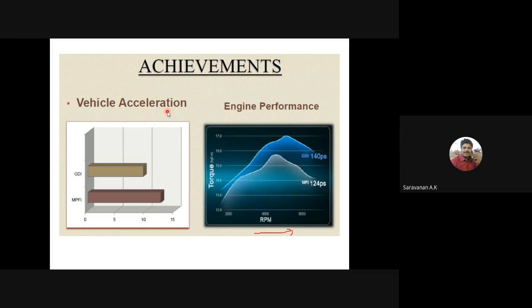In the multi-point fuel injection system, the acceleration will be high, but at the same time the power will be less. While comparing to the GDI engines, the vehicle acceleration will be good. So these are the achievements of the GDI engines.